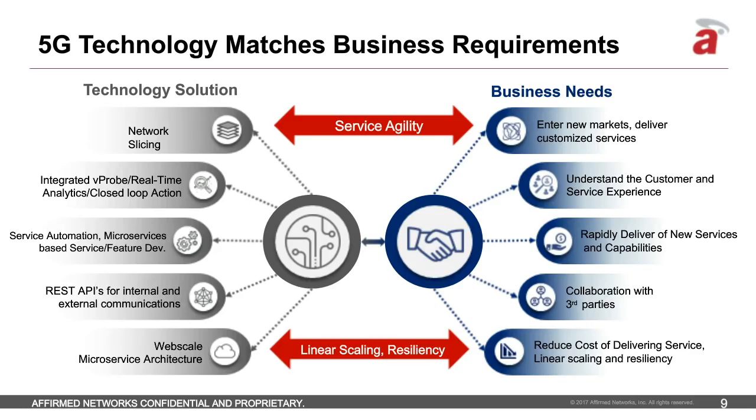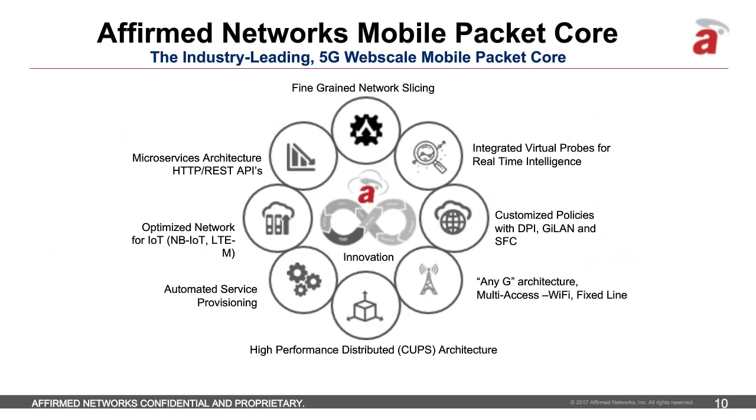So this slide really matches the business needs to the technology solutions. Now that we've talked about that, what are the characteristics of the solution that achieves those goals? At the top here, fine-grained network slicing is paramount to achieving the service velocity. That's your rollout vehicle. Integrated virtual probes, real-time intelligence, so you can see what's happening.